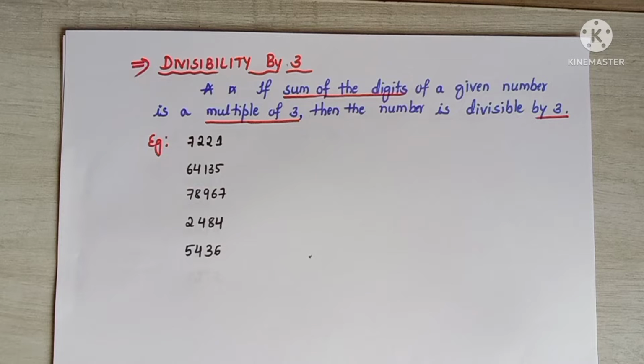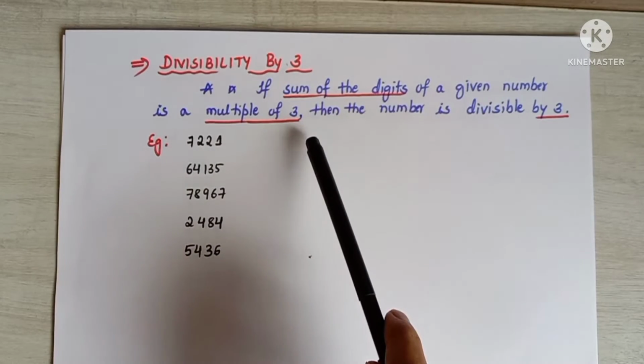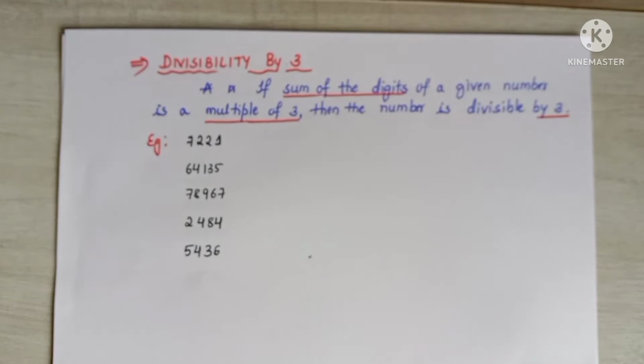Okay? So let us take divisibility by the number 3. A number is divisible by 3 if the sum of the digits of the given number is a multiple of 3. What is that? If the sum of the digits of a given number is a multiple of 3, then the number is divisible by 3. It means that if you take any number and add its digits, the result should be a multiple of 3, or divisible by 3. Let us take an example.